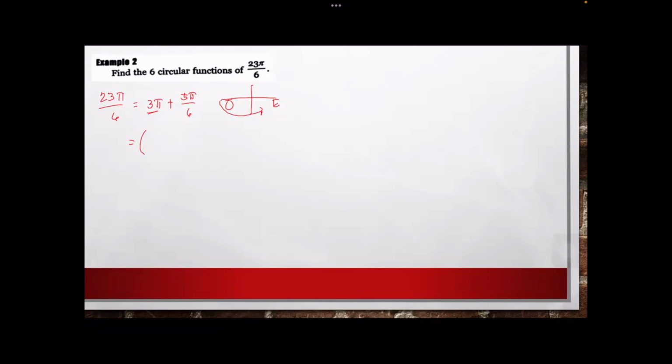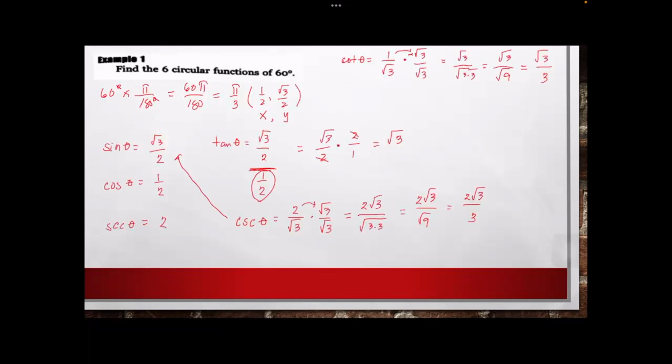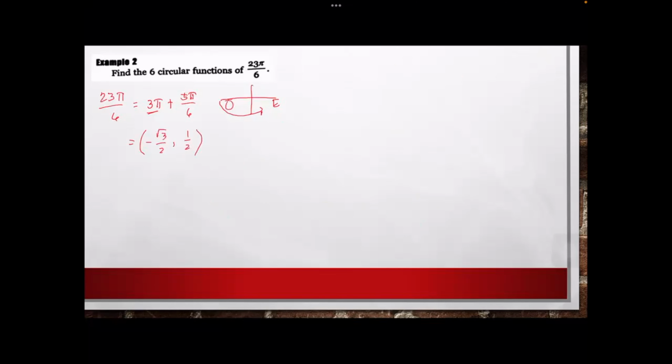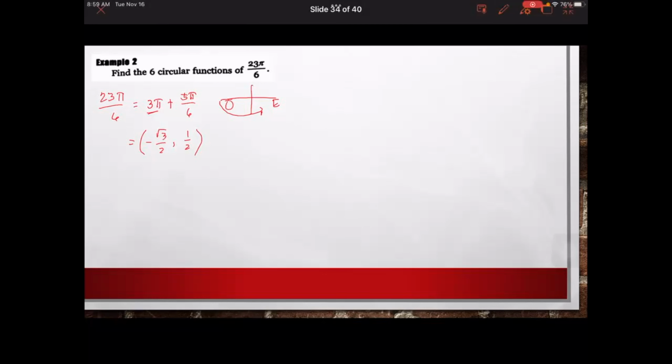Negative square root of 3 over 2 and 1/2. They're just reversed, so you'll have the square root of 3 over 2, and that's negative, and 1/2. Kasi napunta siya sa... Yes. Parang po, positive po yung may square root, tas negative po yung 1/2, kasi quadrant 4 po. Okay, correction. Thank you.